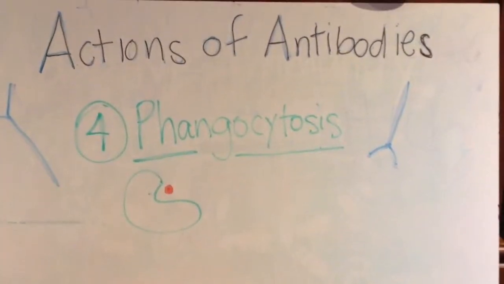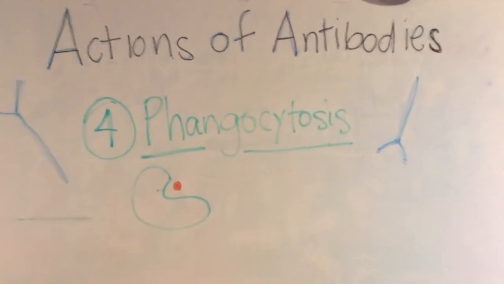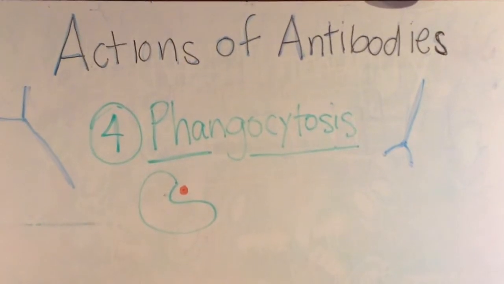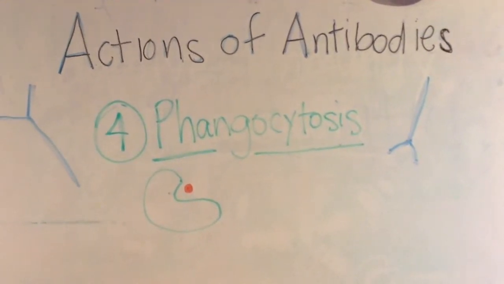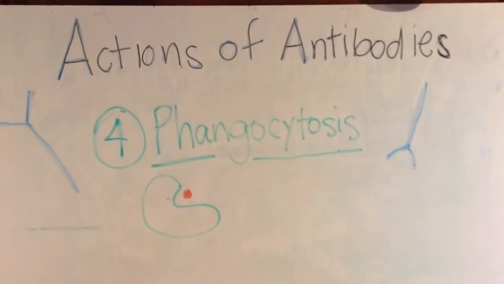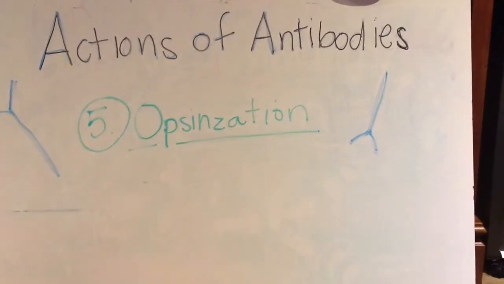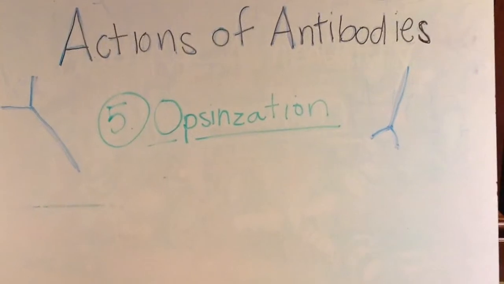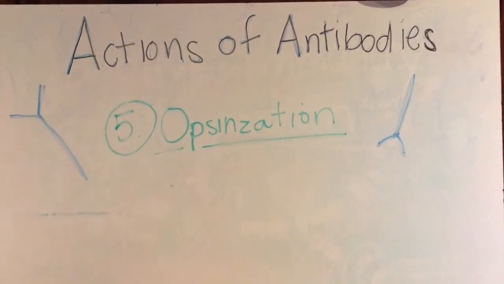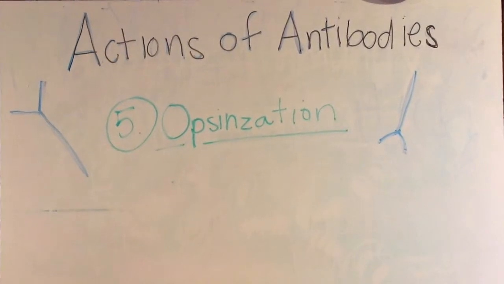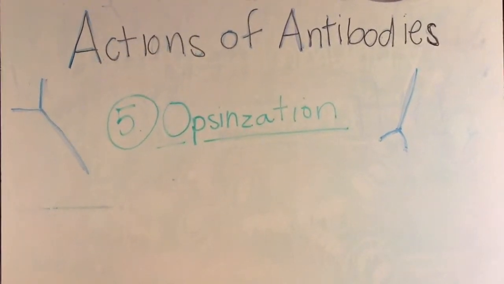Number 4 is phagocytosis. Antigens covered with antibodies attract eosinophils, neutrophils, and macrophages. These cells phagocytize pathogens and destroy foreign or abnormal plasma membranes. Number 5 is opsonization. A coating of antibodies and complement proteins increases the effectiveness of phagocytosis. This effect is called opsonization.